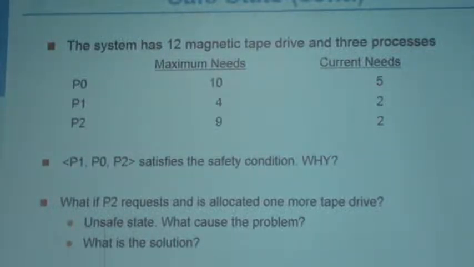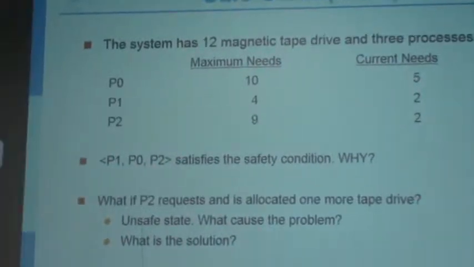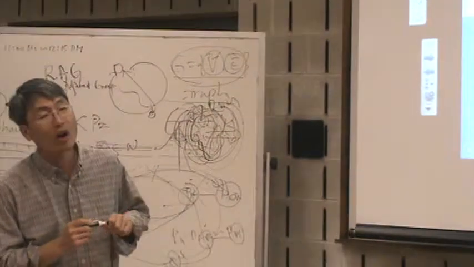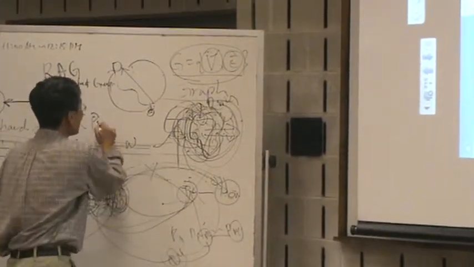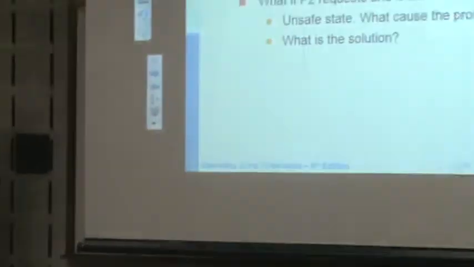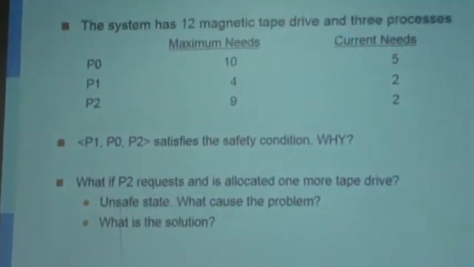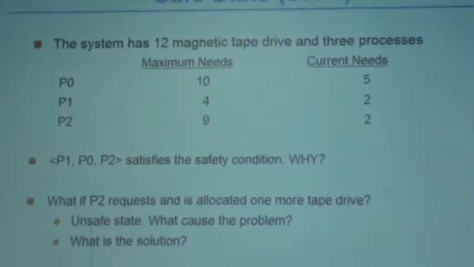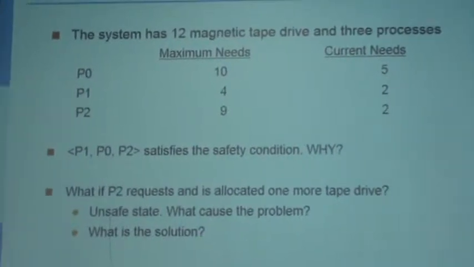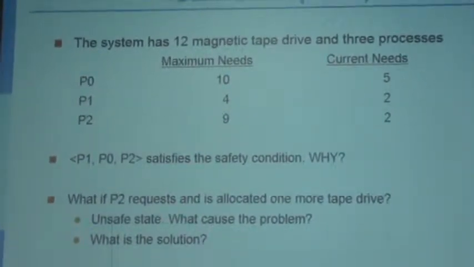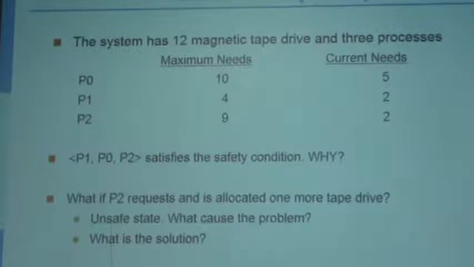Yes. P1 needs 2 more, right? What about P2? No. P2 needs 7 more. So, first P1. Once P1 is completed, it will return 4 of them even. So total 7 available. Right now 3 available. How many available?